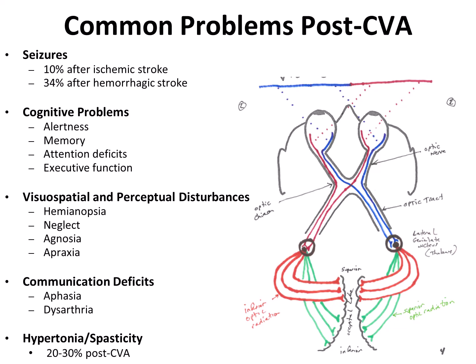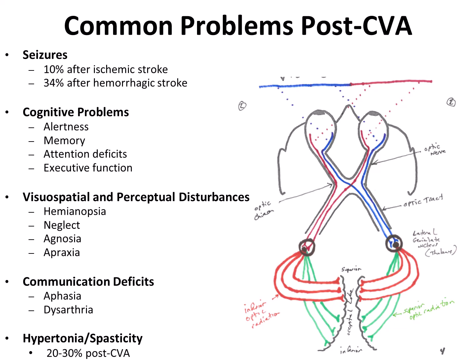We talked a little bit about neglect, agnosia, and apraxia early on in the semester. And in the next few slides, I'm going to expand upon each of these and talk a little bit about how to examine patients for the presence of these problems.